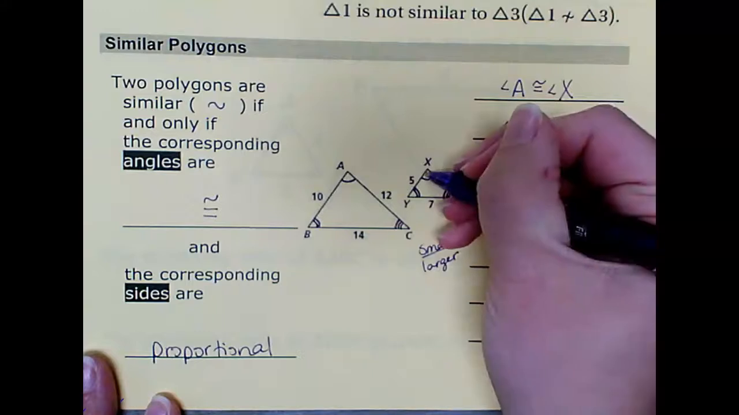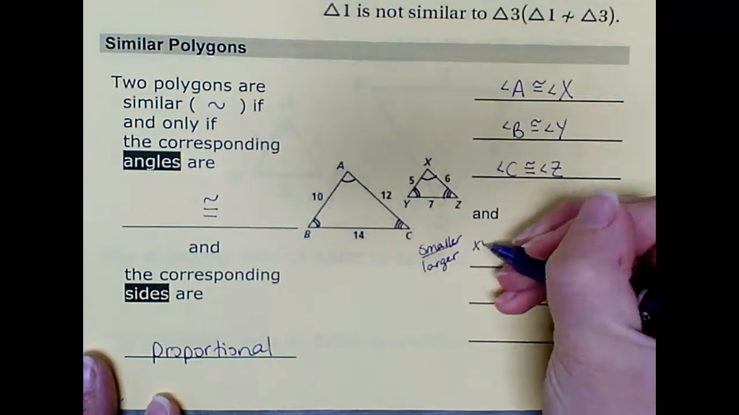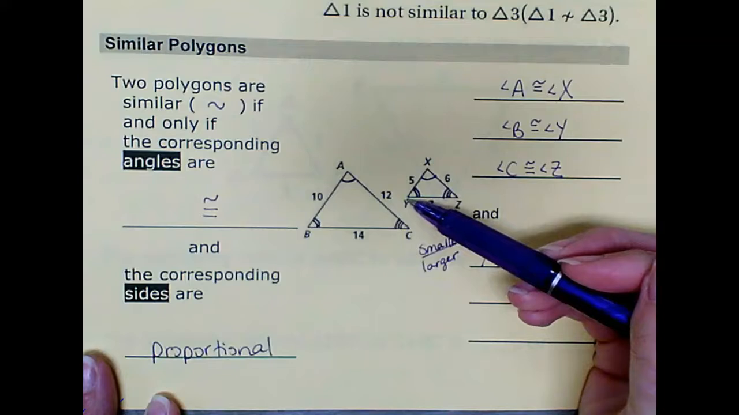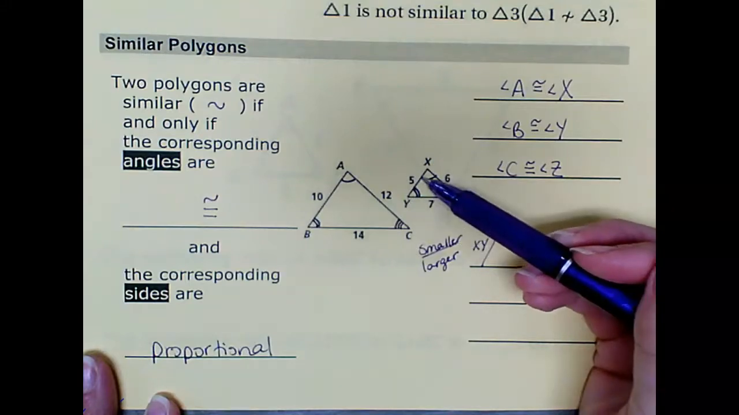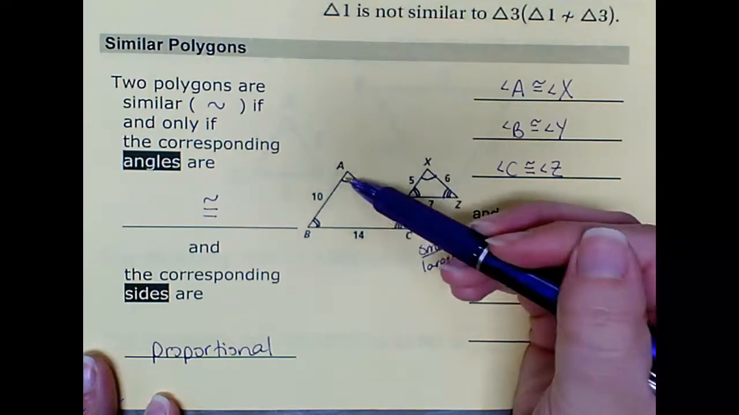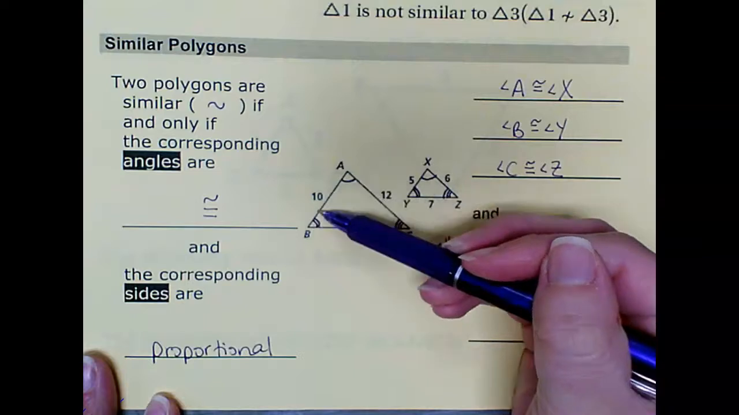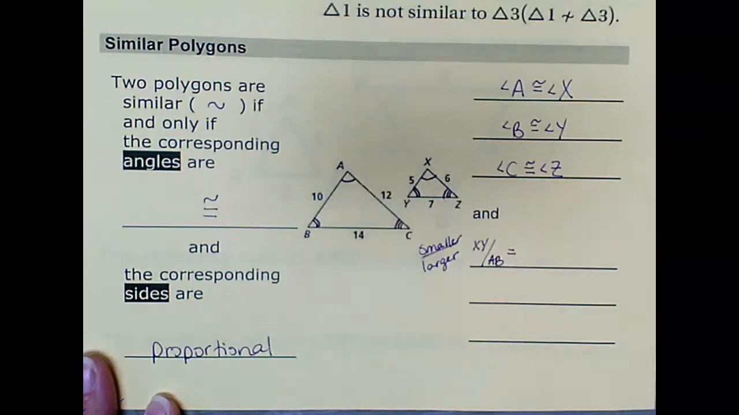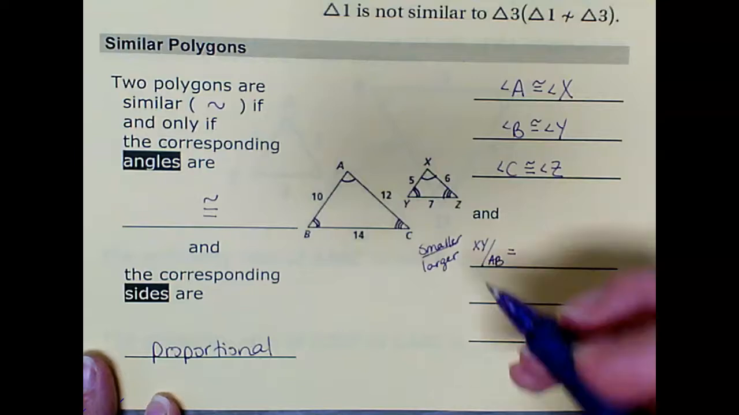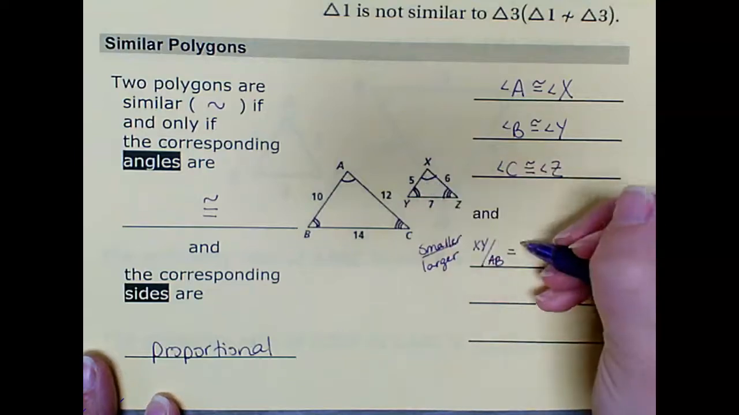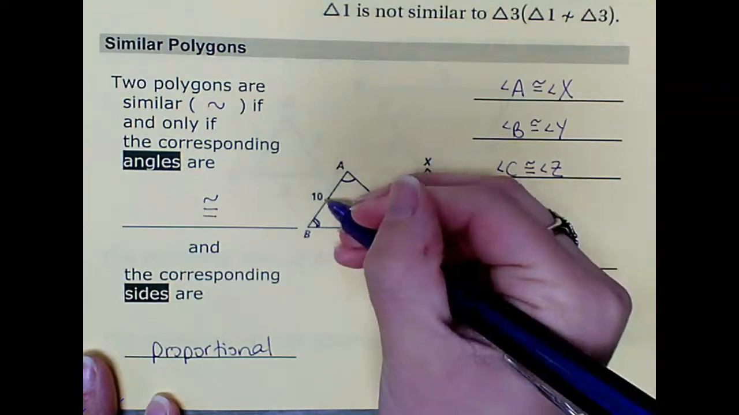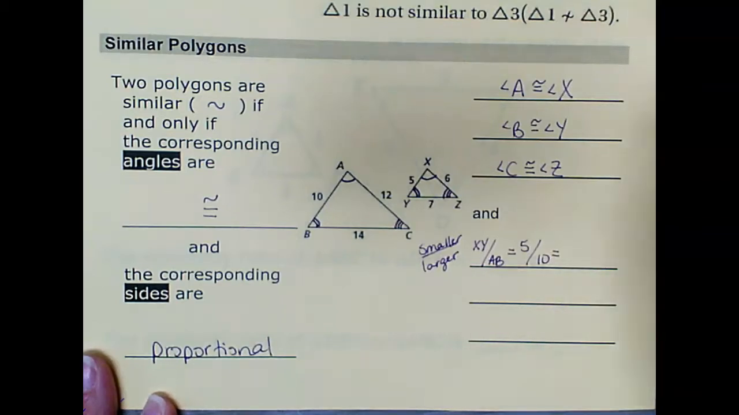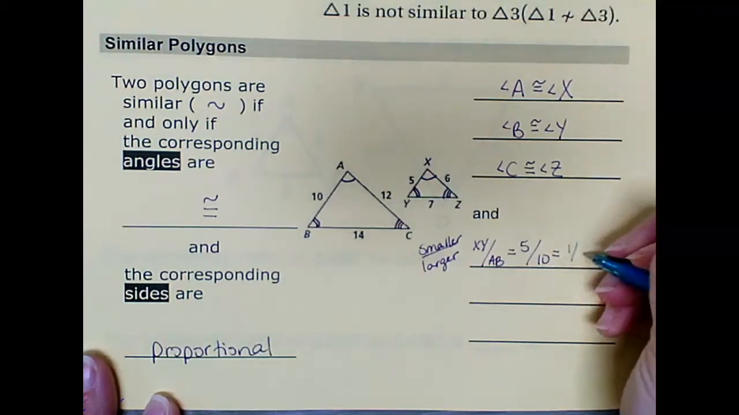So let's talk about XY. XY's corresponding side goes from an angle with one arc mark to two arc marks. So from 1 to 2, that would be side AB. Well, side XY's length is 5. Side AB's length is 10. And 5 divided by 10 can be simplified to 1/2.